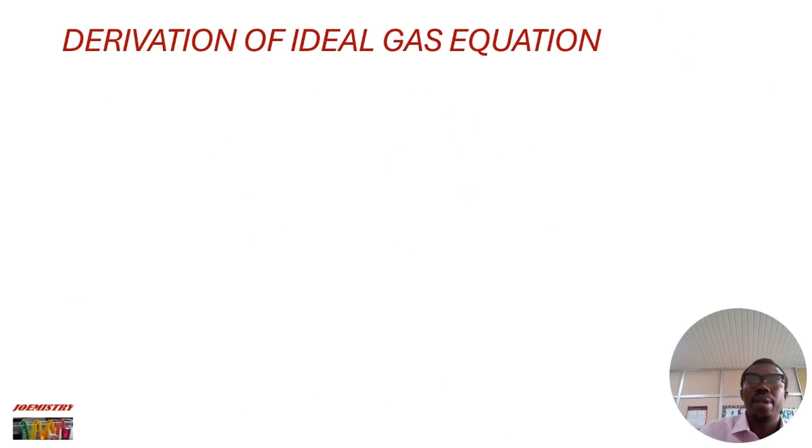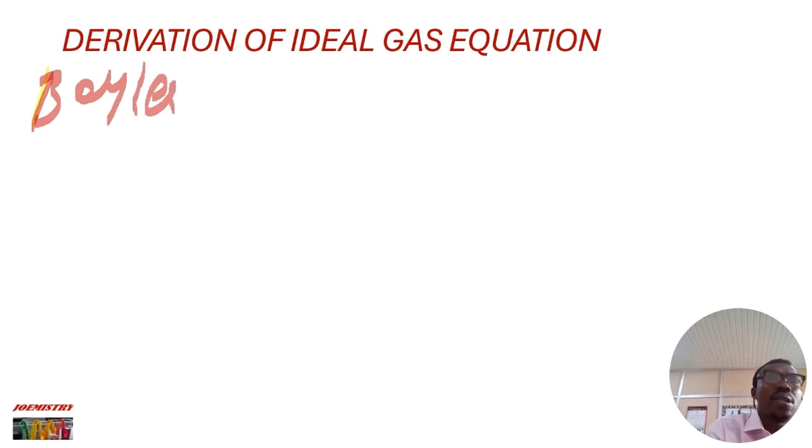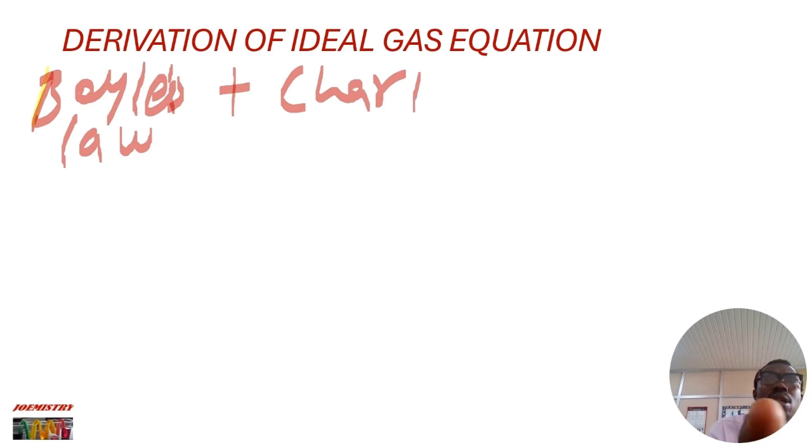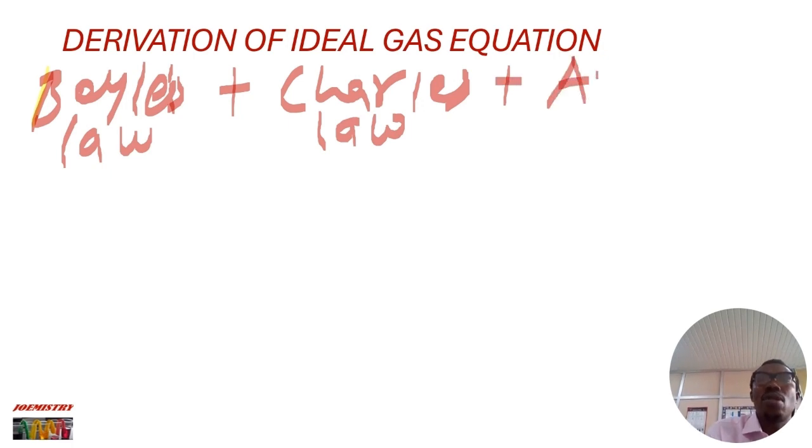So I want to look at the derivation of the ideal gas equation, which is a combination of Boyle's law, Charles's law, and Avogadro's law. Boyle's law states that the volume of a given mass of gas is inversely proportional to its pressure. Charles's law states that the volume of a given mass of gas is directly proportional to its temperature at constant pressure. Avogadro's law states that equal volumes of all gases at the same temperature and pressure contain the same number of moles.